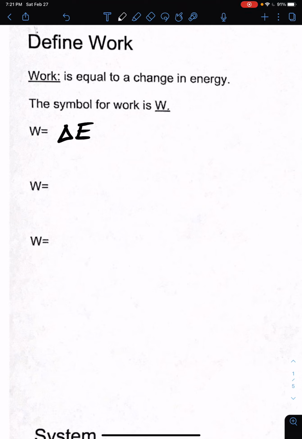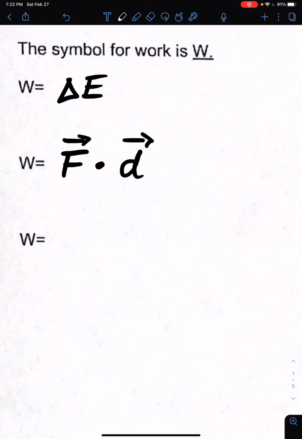All right, the next formula: work is what happens when you multiply two vectors. If you take a force, which is a vector, and multiply it by a distance in a direction, which is technically a displacement, but we're going to use d for distance, and both of these are vectors, when we multiply two vectors we get something called the dot product, and that is also work. And then the final one would be F D cosine theta. So there's our three formulas for work.